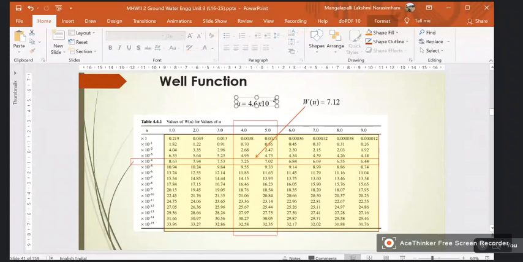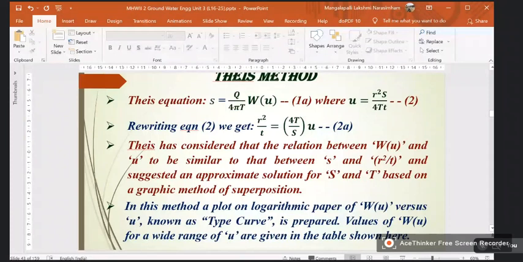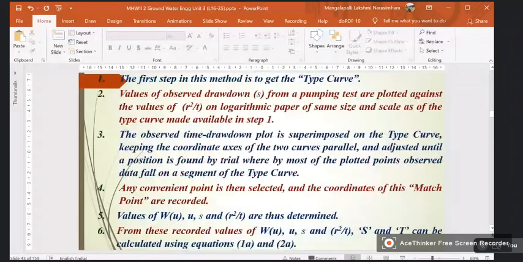So this is how we make use of this equation for calculating the drawdown at any point corresponding to any time. But now we will consider the other usage of this equation.